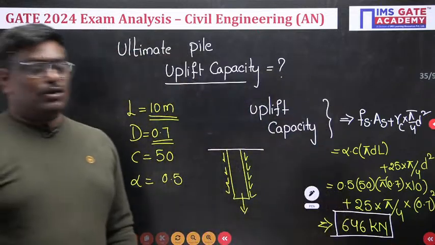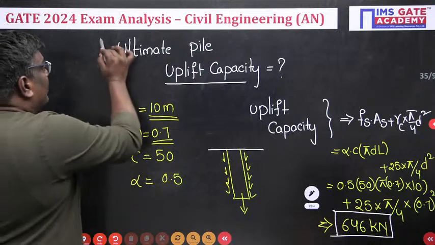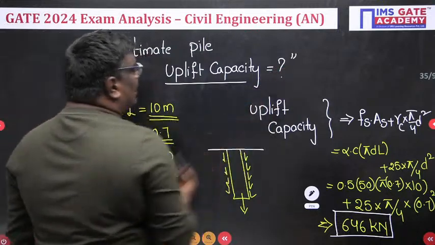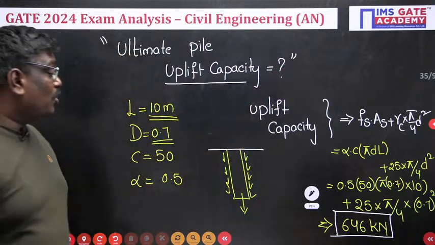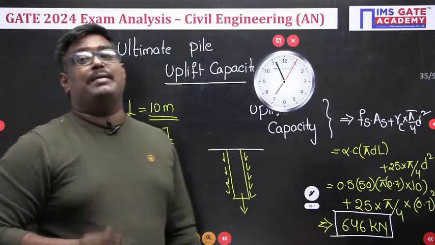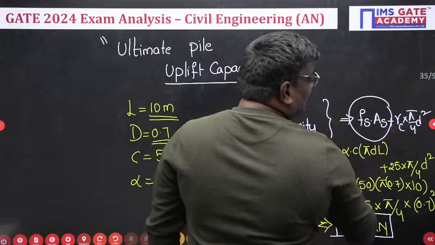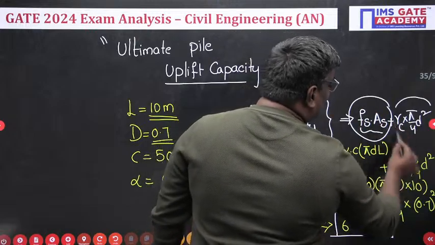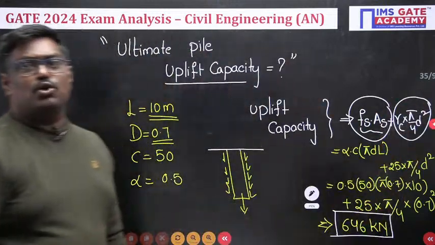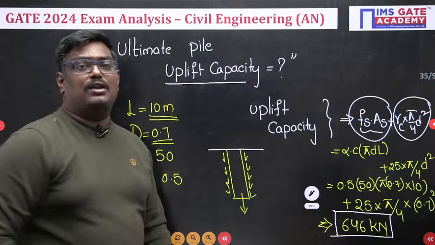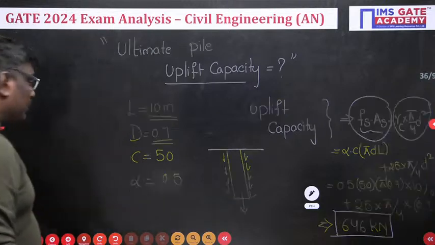So I would like to tell you one important thing. Whenever you are finding the ultimate pile uplift capacity, there is no concept of end bearing resistance here. We are taking the values related to the frictional resistance and also due to the self weight. We have taken both the values and we got the value as 646 kilonewton.